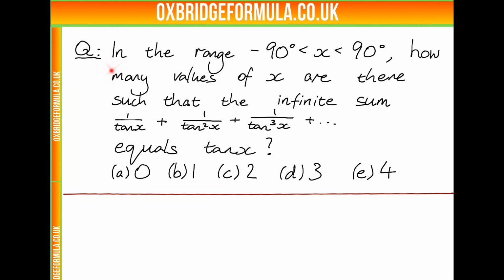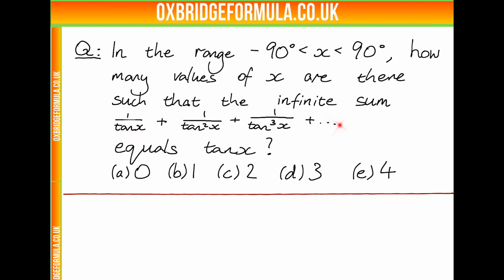The question asks, in the range x between minus 90 degrees and 90 degrees, how many values of x are there such that the infinite sum 1 over tan x plus 1 over tan x squared plus 1 over tan x cubed and so on is equal to tan x? Is it 0, 1, 2, 3 or 4 values of x? Pause the video and have a go at doing this for yourself.